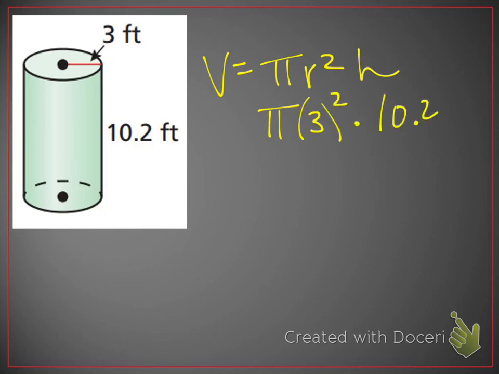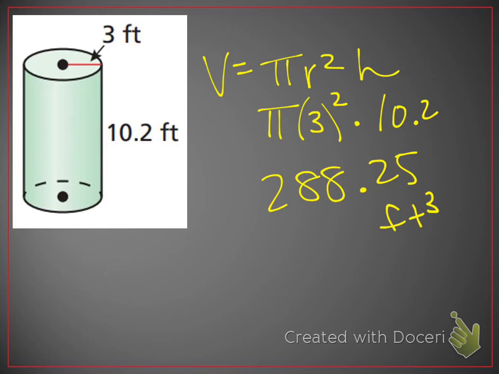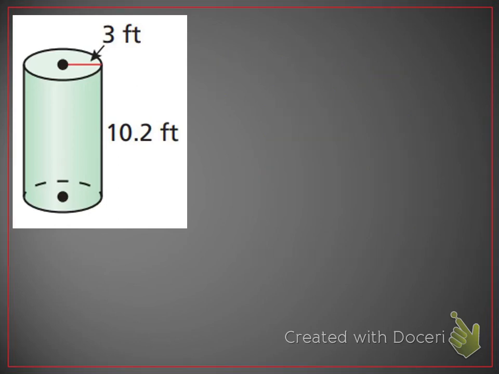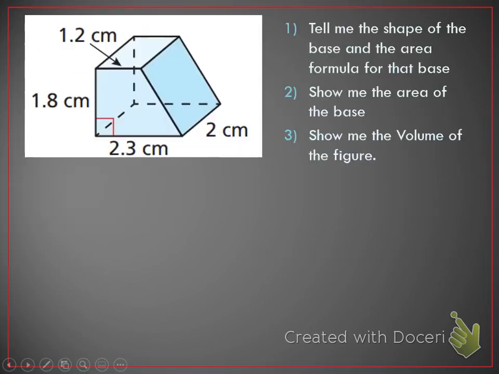You should end up with, correct, 0.25 feet cubed. So because we're rounding pi to the hundredths, keep rounding to the hundredths. It's normal. Okay, let's go ahead and do the next one. There you go. Start with telling me the shape of the base and the area formula you would use for that base.